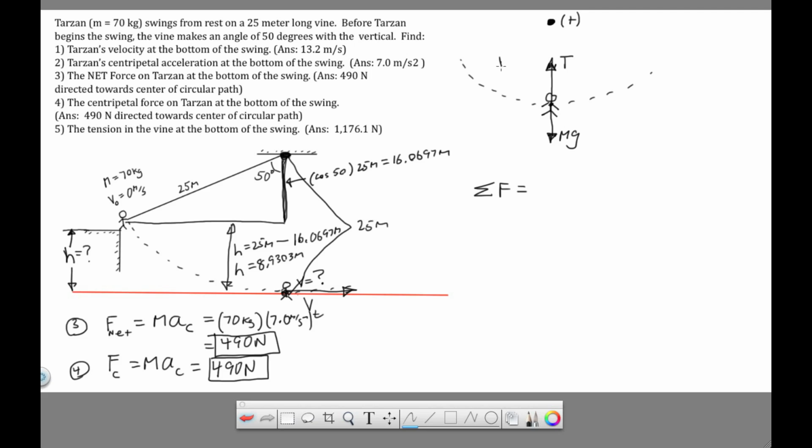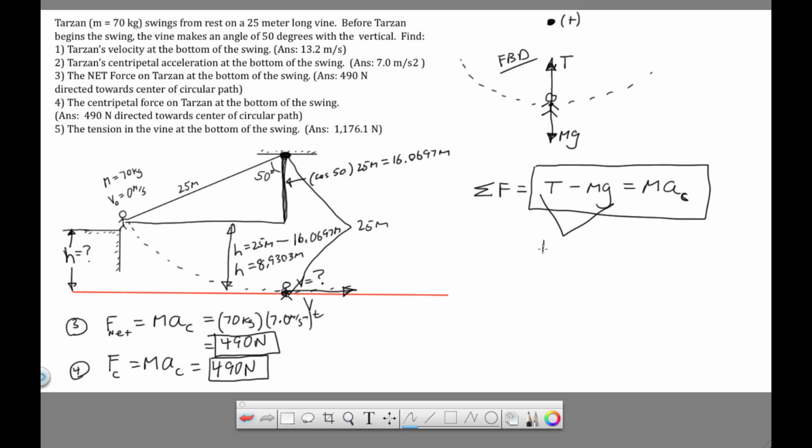So here we have our free body diagram. So basically we're going to do free body diagram, sum the forces, and then solve. So the summing of the forces, T minus mg equals ma, and this acceleration is a centripetal acceleration. So basically, we're back to over here. F net equals ma. T minus mg, that is F net. And that is the centripetal force.